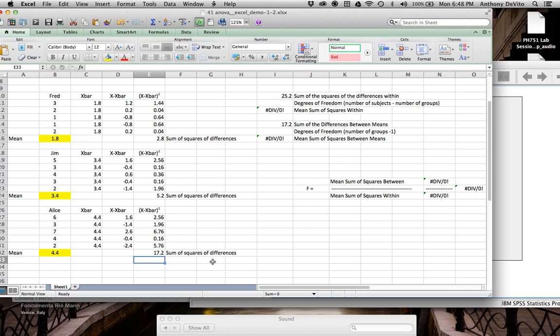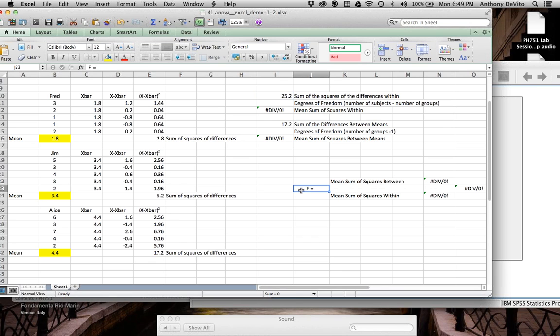Let me see now. Okay, so up here, in this little box next to sum of the squares of the differences within all of the groups, I just abbreviated that as within. You can understand that is within the groups. The sum of the squares of the differences within all of the groups is 2.8 plus 5.2 plus 17.2, or in other words, 25.2. If I click in there, you'll see that it's just E16 plus E24 plus E32.